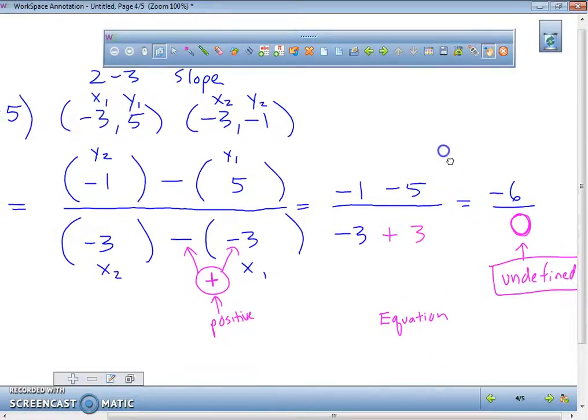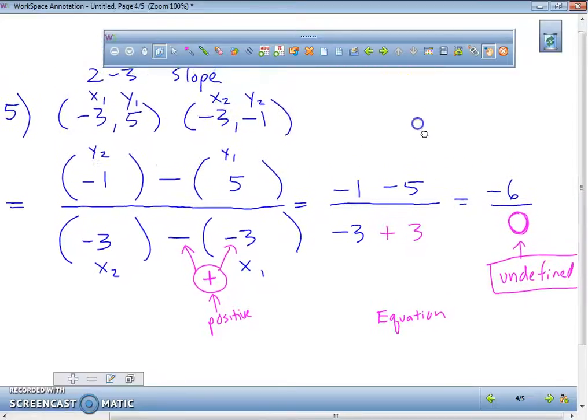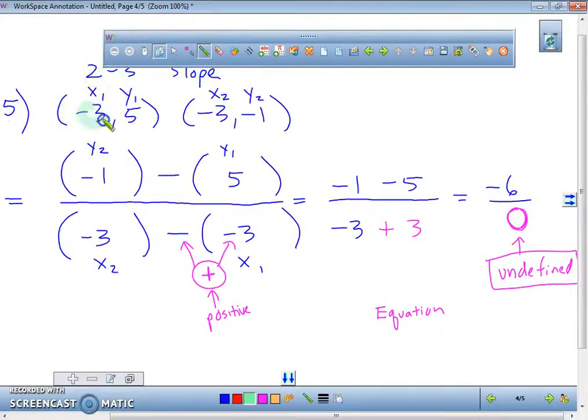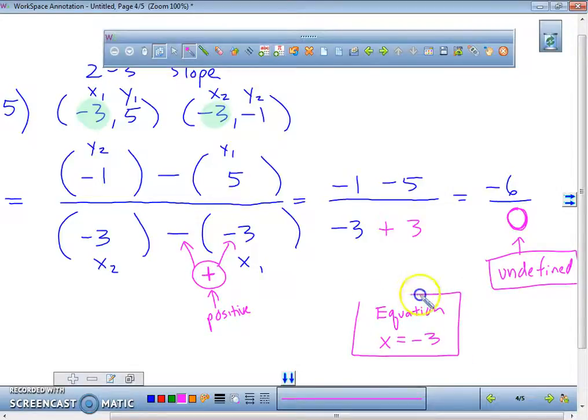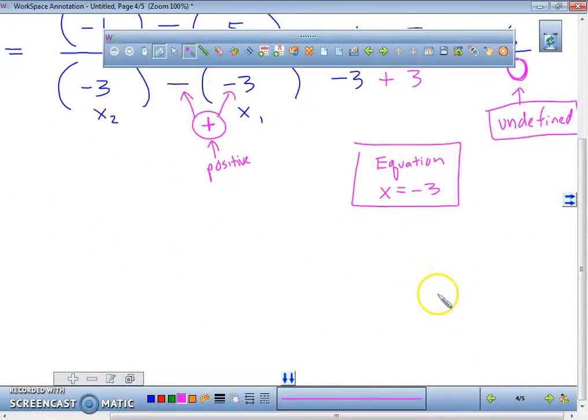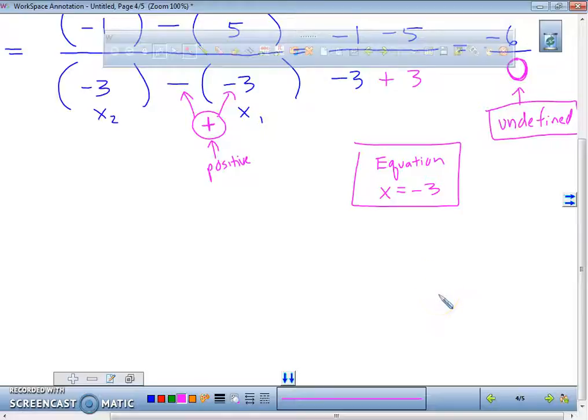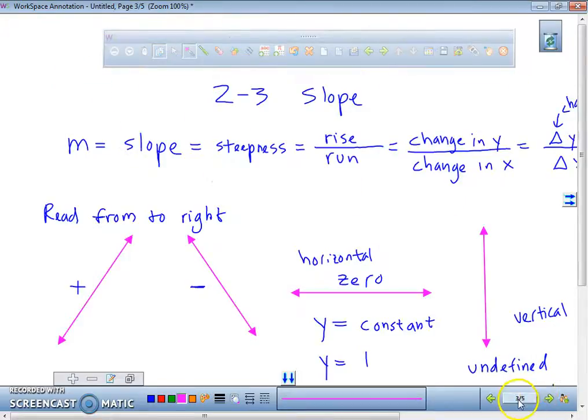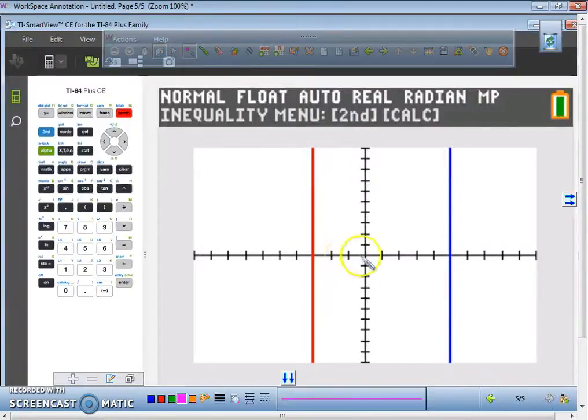Now, by the way, before we move on, there is an equation that goes with this line. Can anybody tell me that even though it's undefined, there is an equation that goes with this? What are both of my x values? They're both -3. The equation that goes with this vertical line that's undefined is x equals -3. I could give you 2 ordered pairs and ask, what's the equation that goes with these 2 points? The equation is x equals -3. What would that look like? That would be this line, at x equals what? -3.